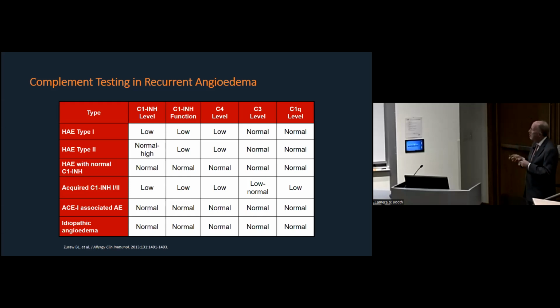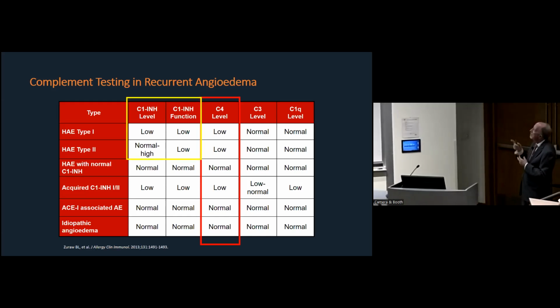Another disease that looks like this from a laboratory standpoint is down here at the bottom: acquired C1 inhibitor deficiency. I showed that. It looks exactly like type 1. There's a low C1 inhibitor level, low C1 function level, and a low C4 level. But in 70% of patients, they also have a low C1q level. And again, that can be driven by an antibody reaction against C1 inhibitor or consumption of C1 inhibitor by a tumor surface or some other autoimmune mechanism.